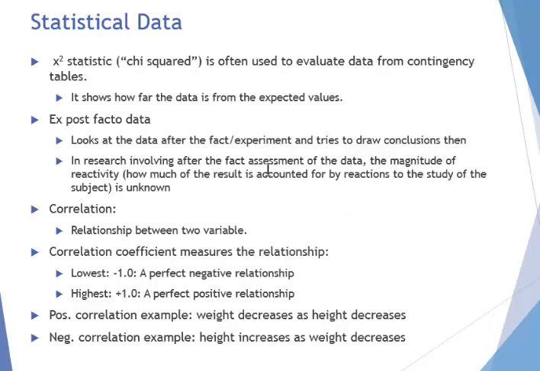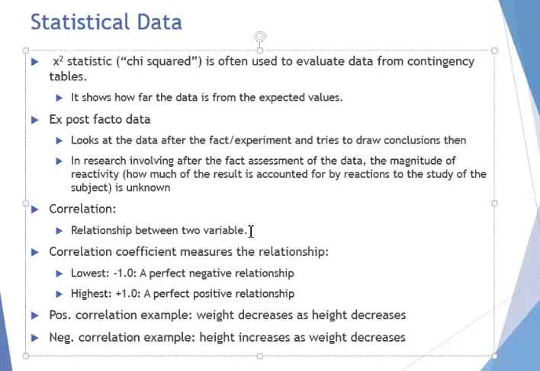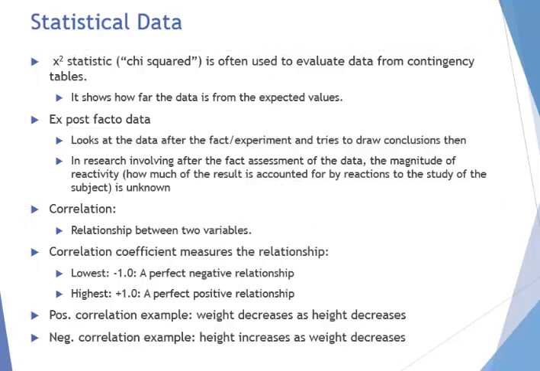In research involving after-the-fact assessment of data, the magnitude of reactivity, in other words, how much of the result is affected if the people knew that they were being studied, as we discussed before, could be a problem. Correlation means a relationship between two variables. If one goes up and the other goes up, or one goes up and the other goes down, that's considered a correlation. One is correlated to another.